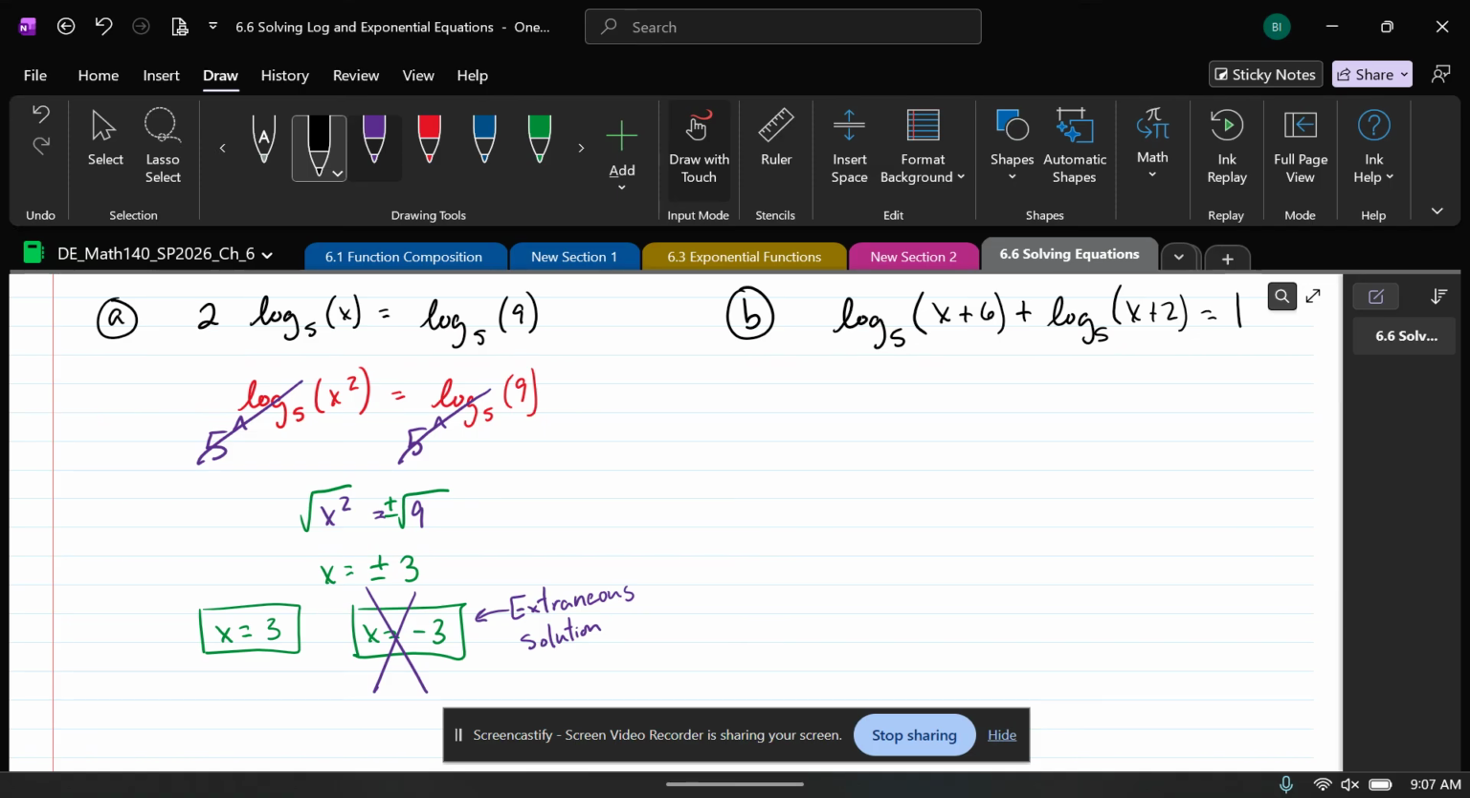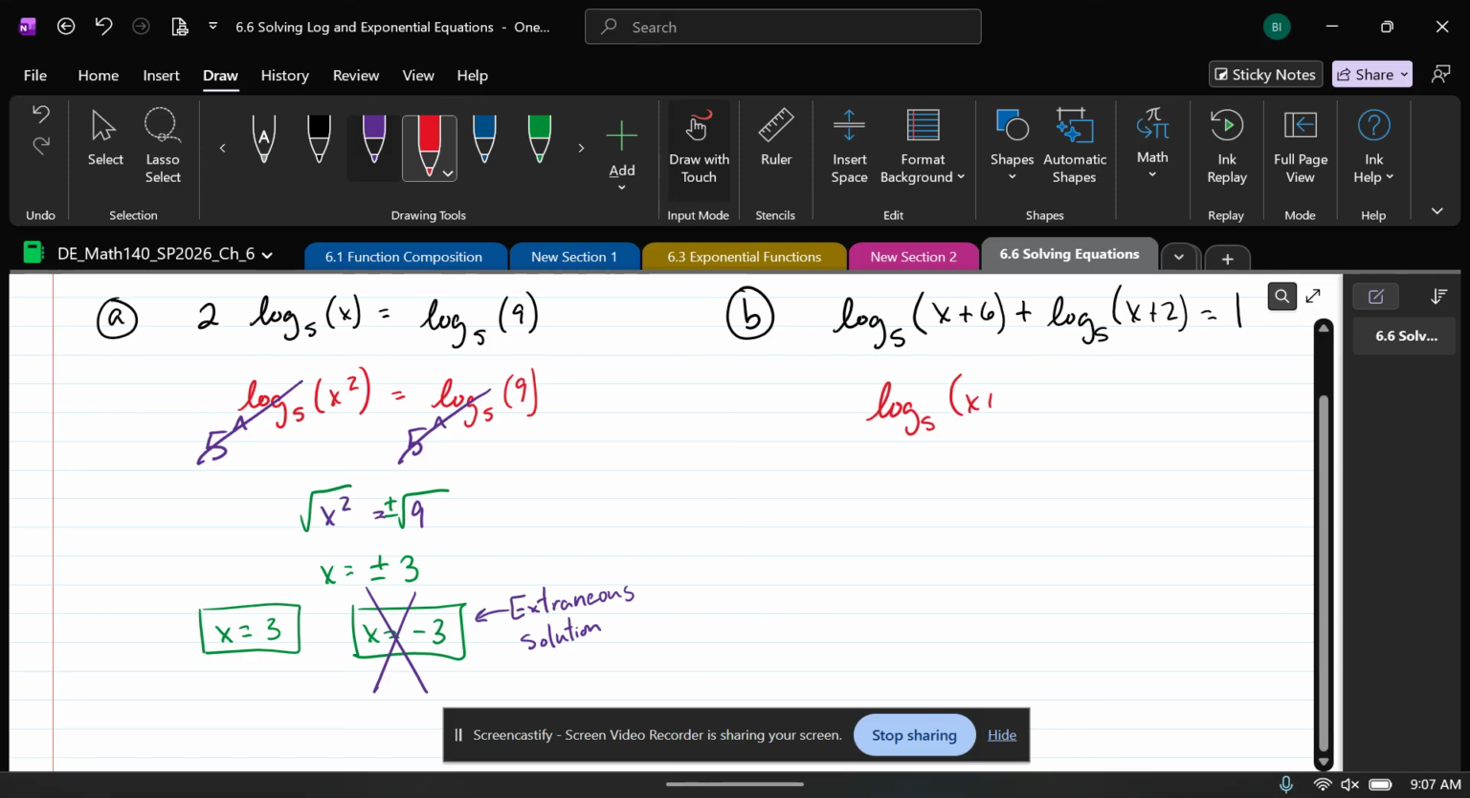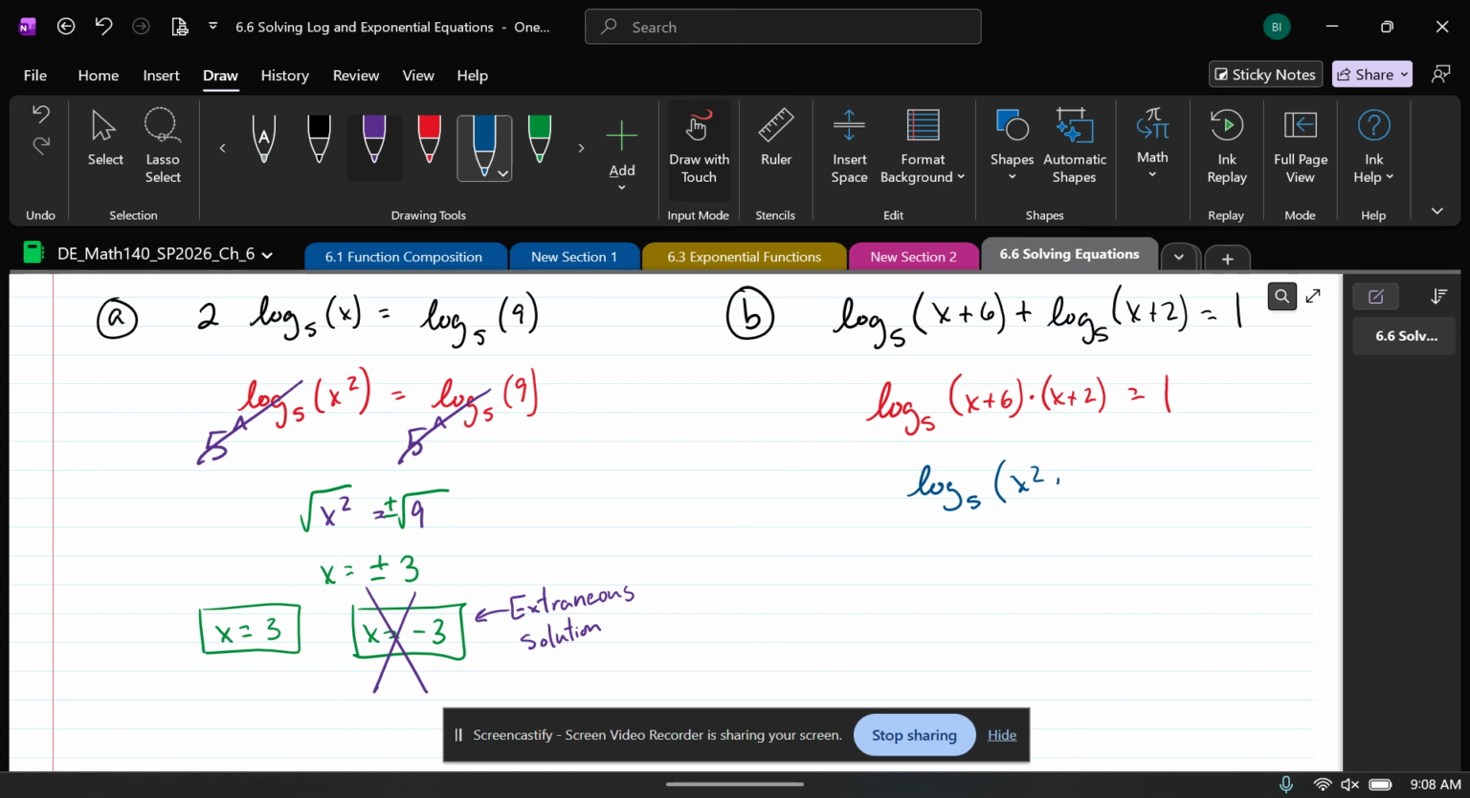Yeah, I can make it a single logarithm. We want to make it a single logarithm on that side. So what is the math that's going to go on between that x plus 6 and that x plus 2? Multiplication. So that's going to be log base 5, x plus 6 times x plus 2. And it's still equal to 1. So I'm going to go ahead and multiply those two together and get x squared plus 8x plus 12.